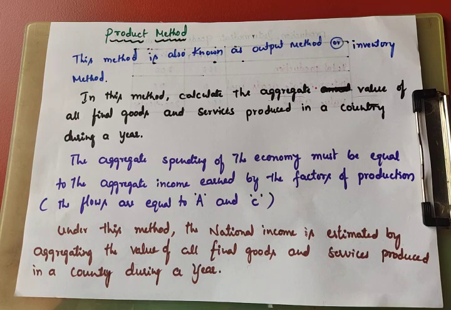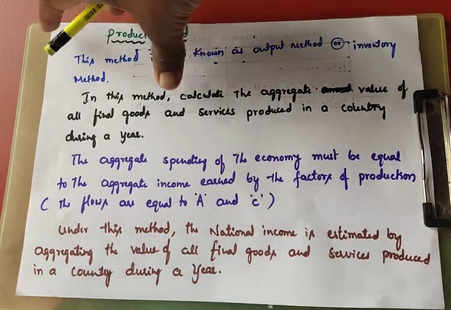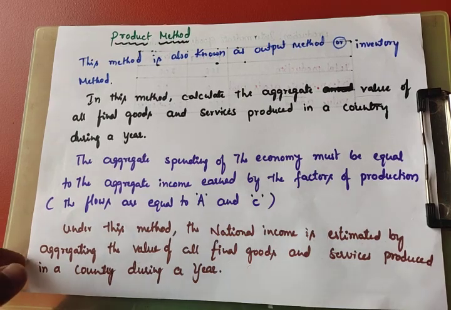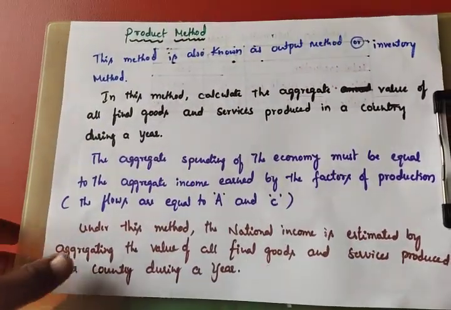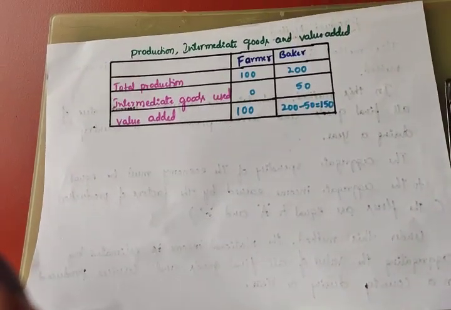That is very important. So let me start with the meaning of the product method and how we can calculate national income through it. The meaning I already explained: the aggregate value of all final goods and services produced in a country during a year. In this method, don't forget, we calculate only the value of final goods and services.